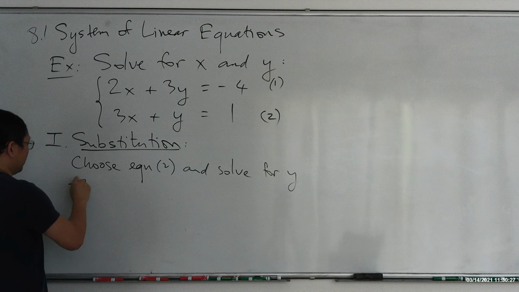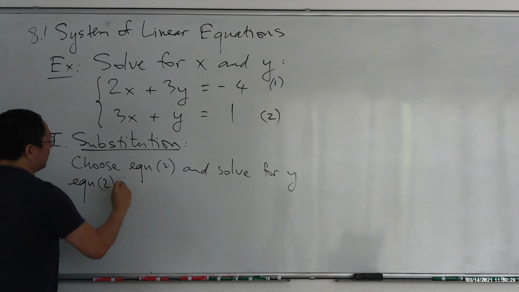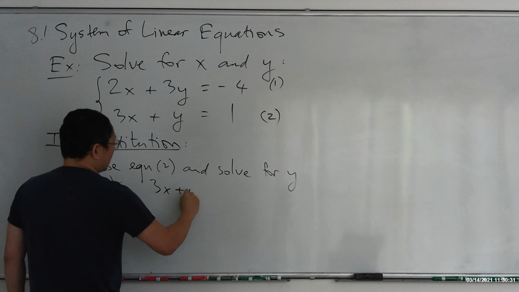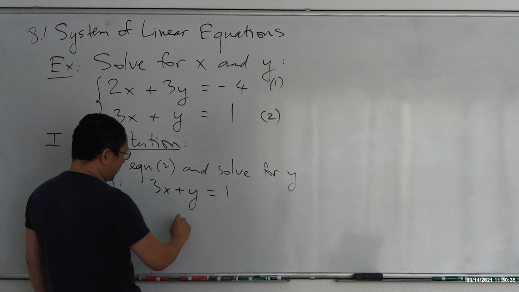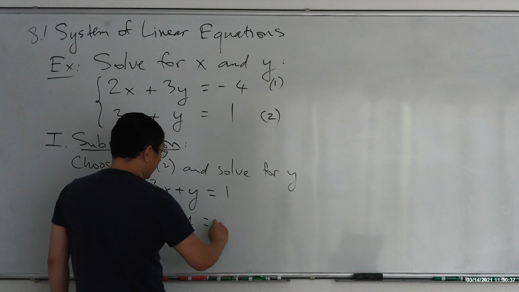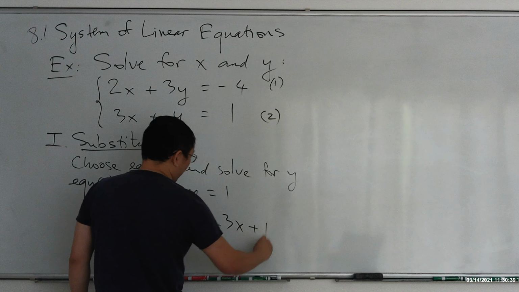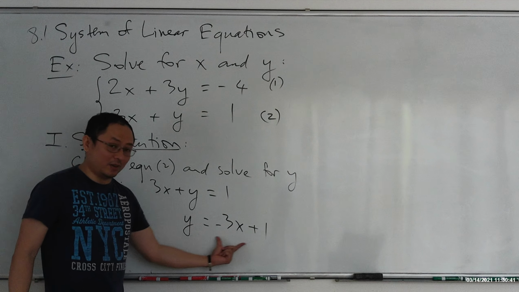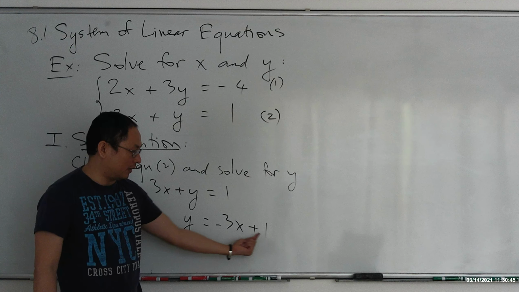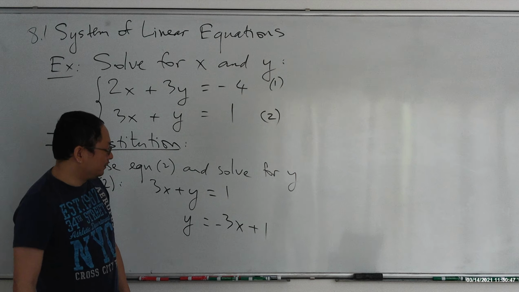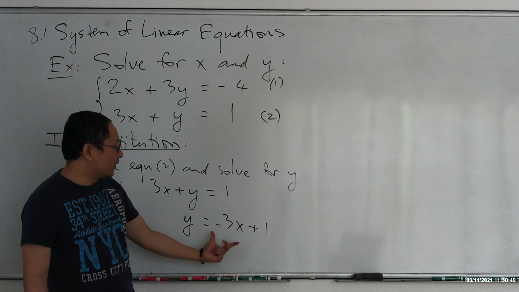So equation 2. What do I have in here? 3x plus y equal to 1. Solve for y in terms of x. I subtract the 3x on both sides. I got y is equal to -3x plus 1. By the way, you see that we have a linear equation. There's a line right here. y equals mx plus b. Slope is -3 and intercept is 1, right? Okay, now that's for another thing.